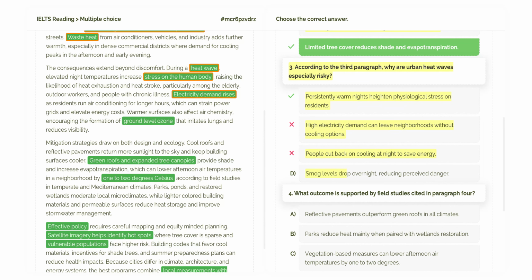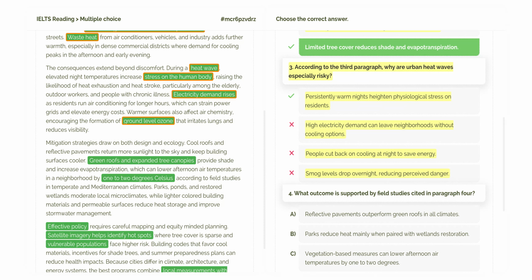Smog levels drop overnight, reducing perceived danger. The paragraph mentions the formation of ground level ozone, which is a component of smog. It says warmer surfaces encourage its formation, not that it drops overnight. This statement contradicts the information in the text. This option is incorrect.